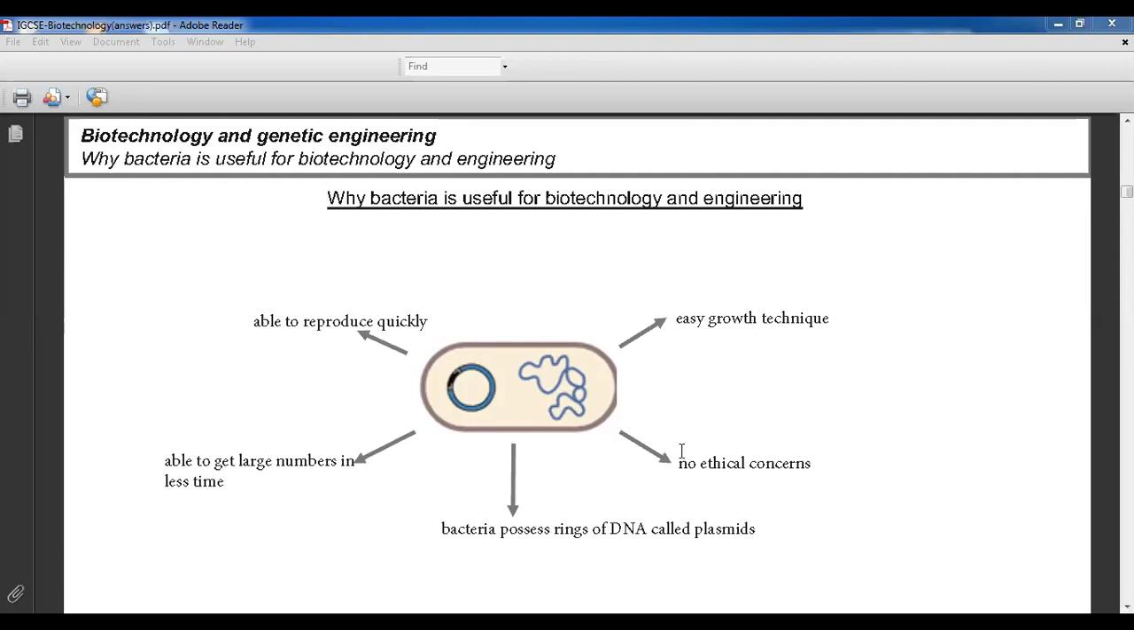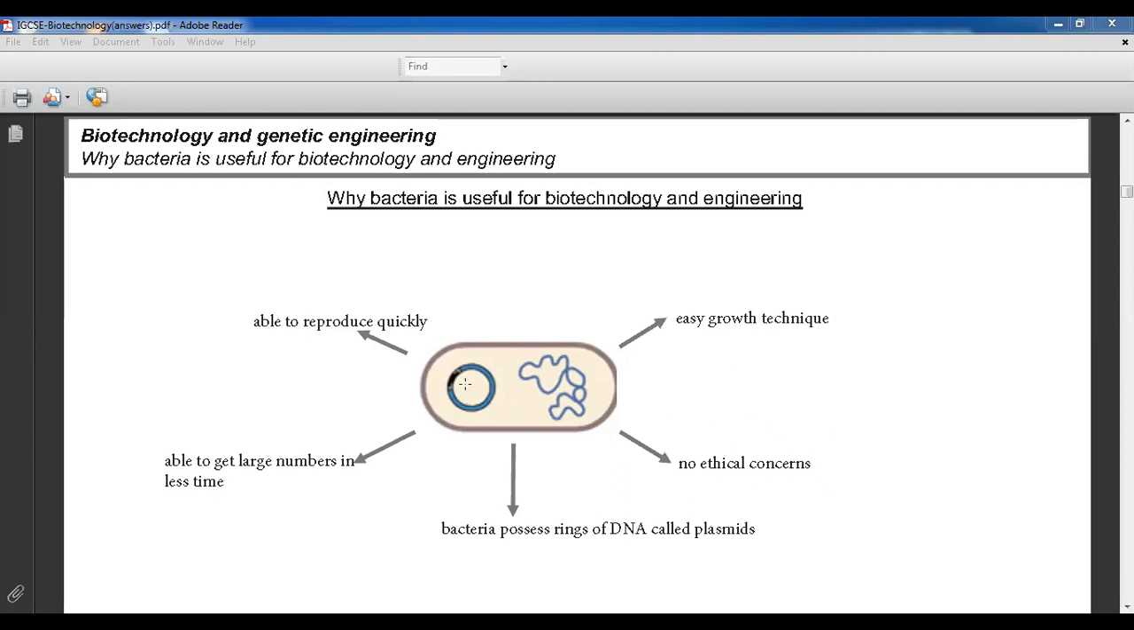Second thing, bacteria have no ethical concern, no ethical issue, no objection. If I do it with a plant cell or animal cell, or use any other organism, some people may object to that. Like if I slaughter the animal, ethically it is not right. Okay, is it clear? So no ethical concern with bacteria.